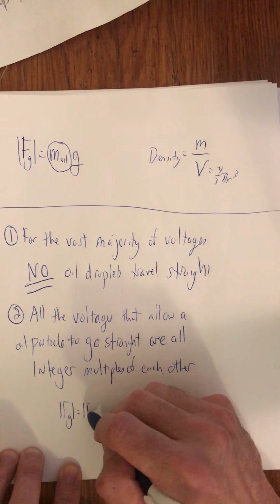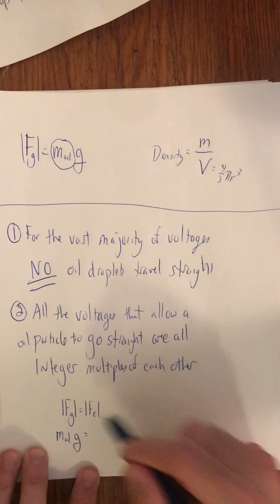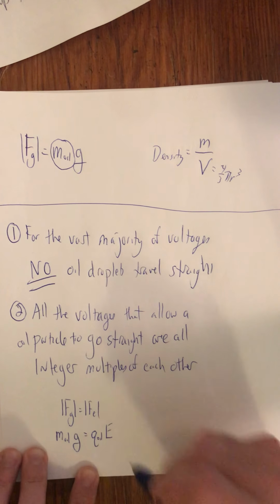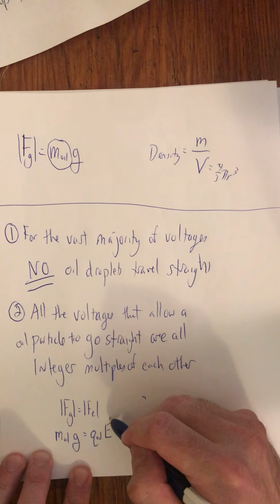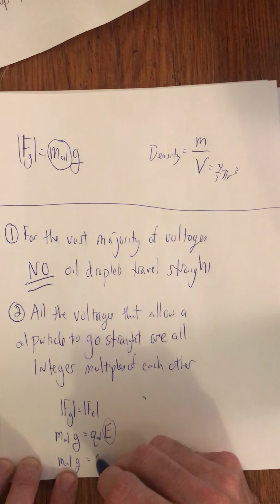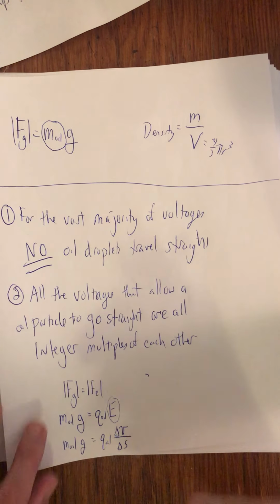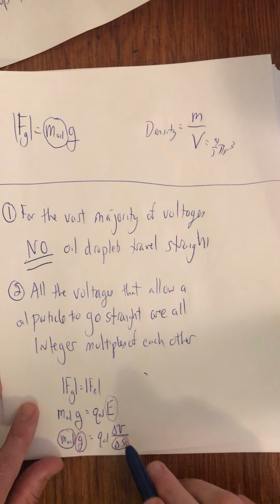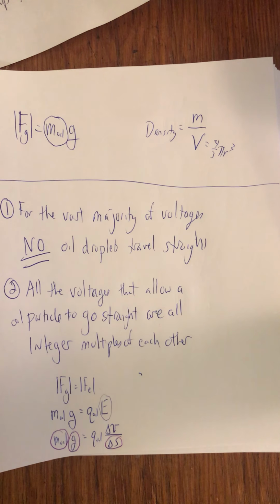The ones we're concerned with are when Fg equals Fe. So it's the mass of the oil droplet times little g is equal to the charge on the oil droplet times the electric field strength. And remember, this is related to the voltages, so M oil g is equal to Q oil delta V over delta S. And I'll remind you that we know the value of this, we know the value of this, and we know the value of this. And so we're varying these to get these. So we're solving for the charge on the oil droplets, okay?